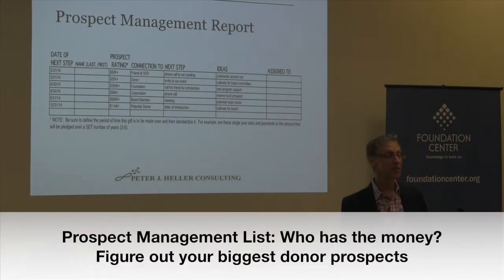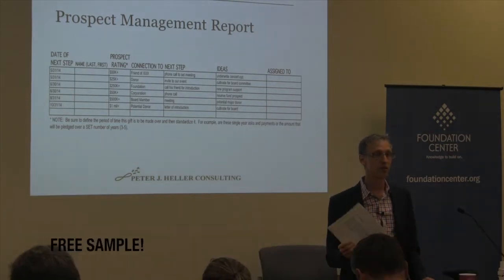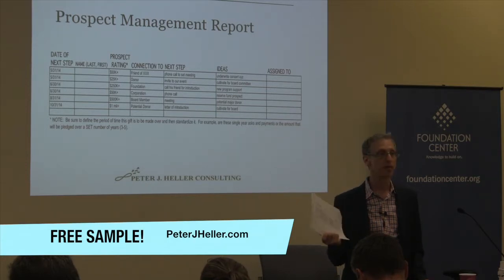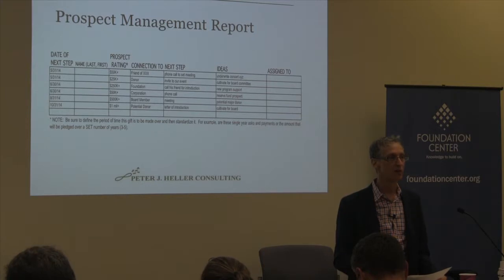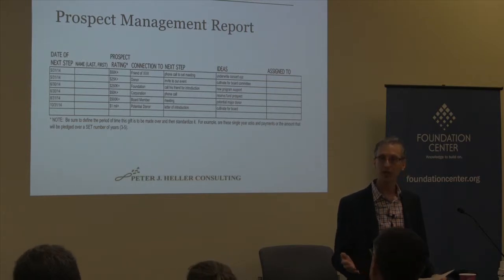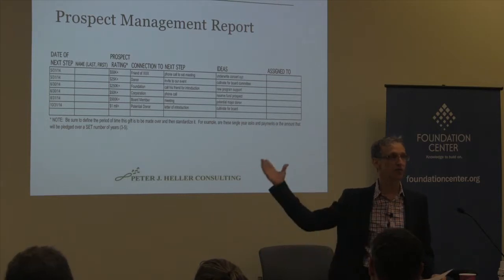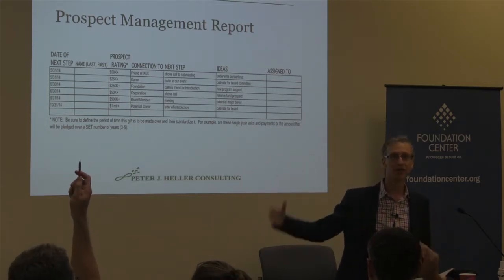The last part of getting organized is putting together a prospect list. Again, this is something we could talk about for 2 hours. To me, it's a very exciting part of the process. This particular report that I have, the prospect management report, is something that I use with almost every nonprofit that I work with. It's a great organizational tool. I usually use it either in an Excel spreadsheet, or more recently, we've been using Google Docs. Who's using Google Docs? Who likes Google Docs?